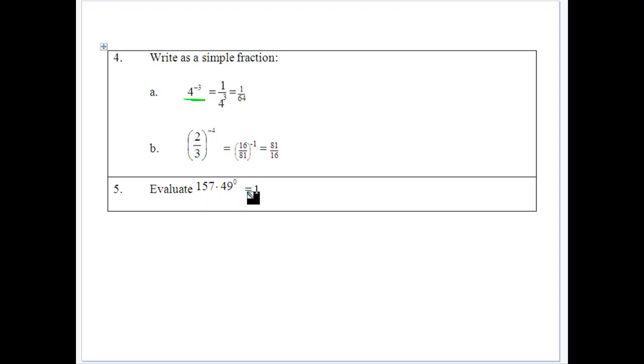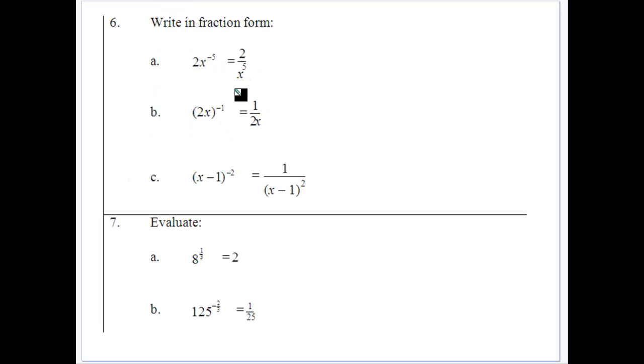157.49 to the power of 0. Well, anything to the power of 0 is 1, so it doesn't matter what number it is. Anything to the power of 0 is 1. So again, 2 times x to the power of minus 5 is 2 on x to the power of 5. The negative indice indicates we put it in a fraction.